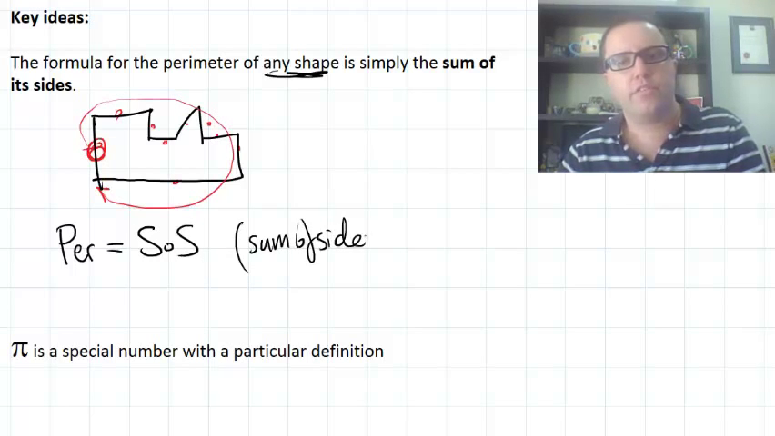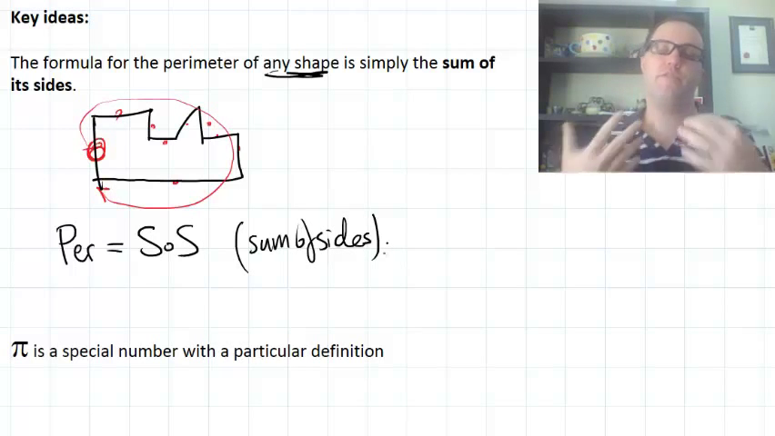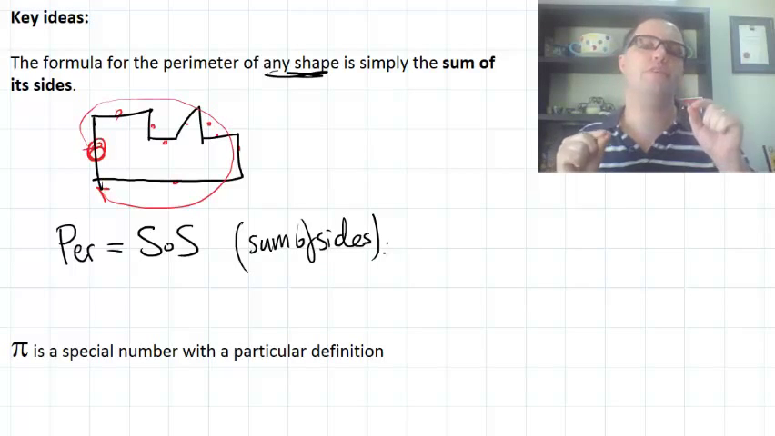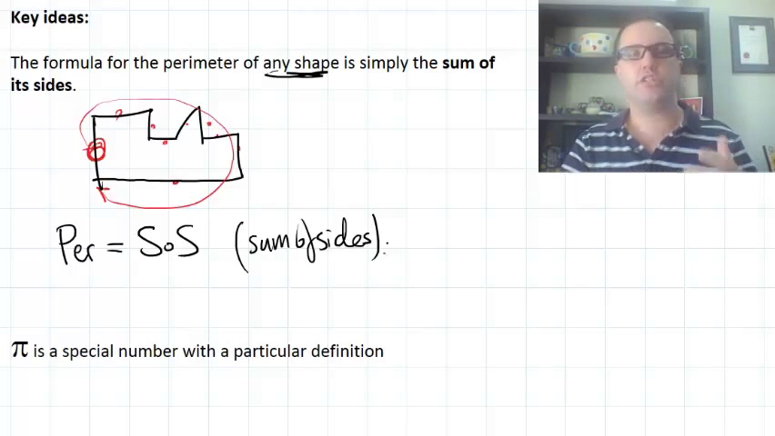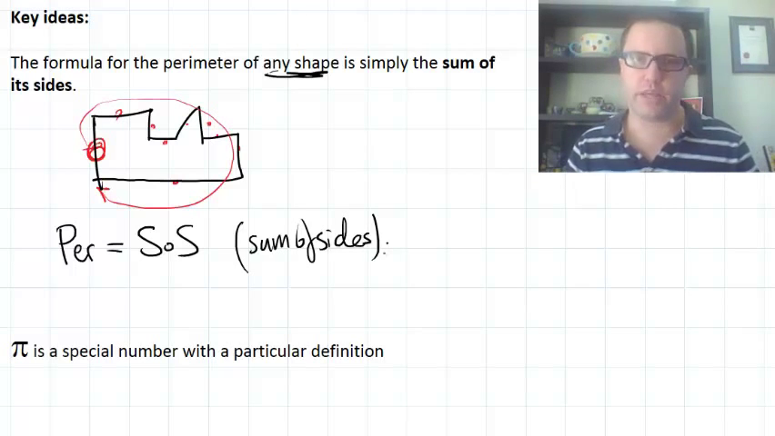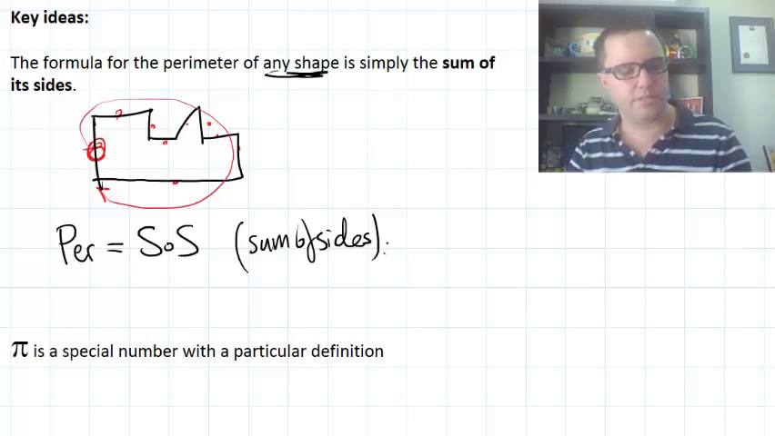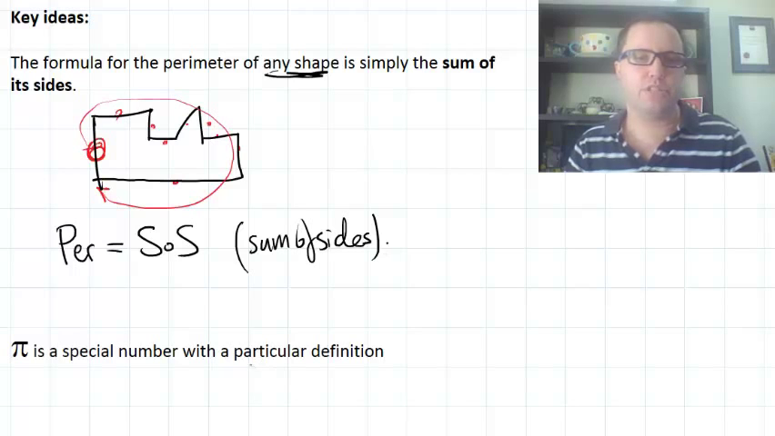Now, with this kind of stuff, with measurement and formulas, you really need to write that formula first, so you're telling me what you're trying to do. You don't just bust out numbers straight away. Let me know that you kind of know what you're doing. So write that the perimeter is the sum of the sides.